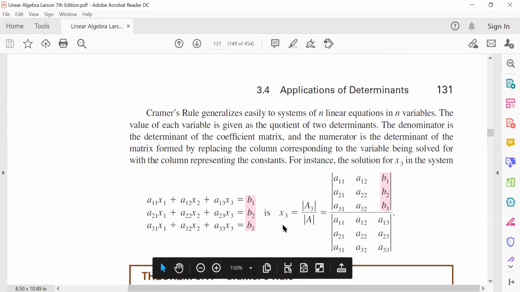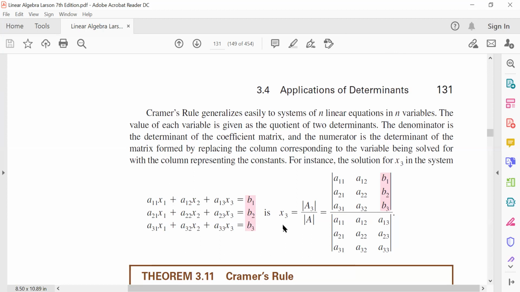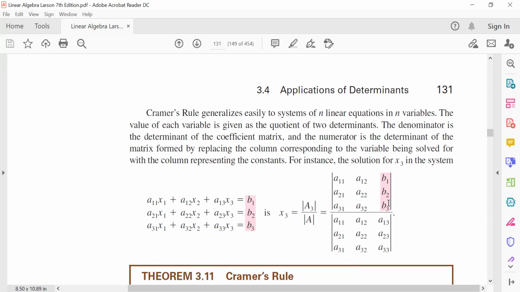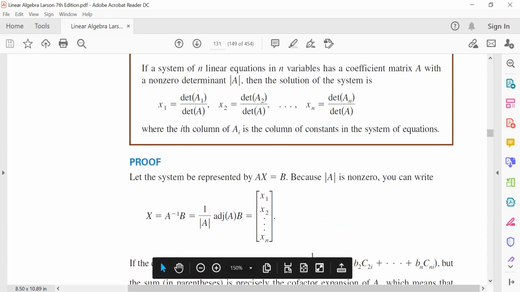So for example, to figure out x3, which we might call the z variable, we take the determinant. On the bottom, we have the determinant of the coefficients, and on the top, we have that same determinant of coefficients, but we replace the z column, or the x3 column, whichever you want to call it, with the constants. Now let's go through an example of that.